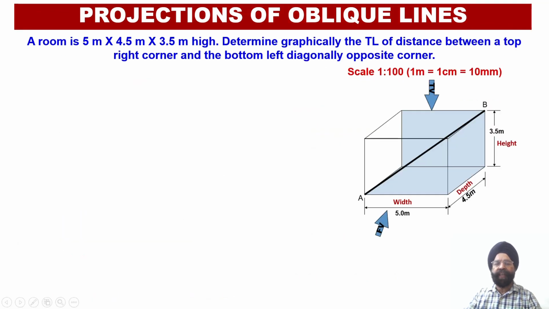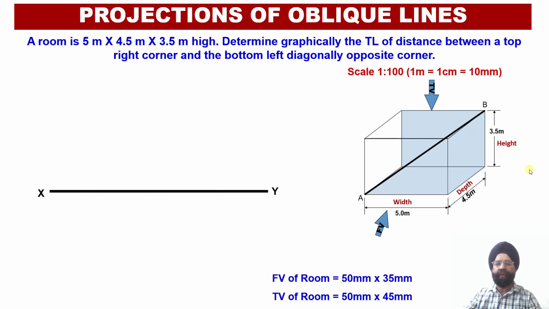So let us start with the construction of the orthographic projections of this particular room. And once we draw the front view and the top view, we are going to obtain the apparent lengths which will be visible to us in the front view corresponding to the points AB, that is A dash, B dash, and similarly we will be able to obtain the apparent length of this particular shortest distance or the string joining point A and point B, that is small a, small b, in the top view. So let us start with the construction of the orthographic projection.